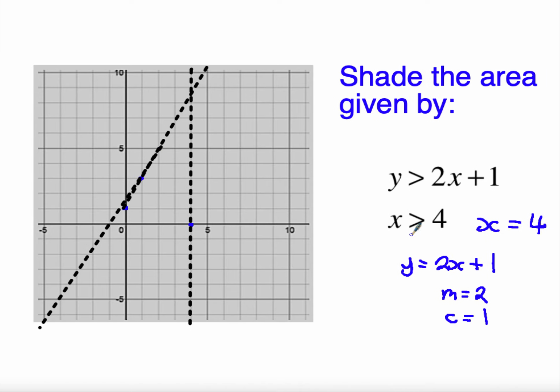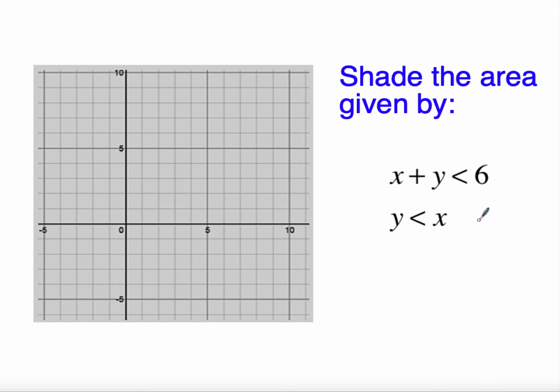Okay, so I want x to be greater than 4, so that's everything to the right-hand side of this one. And I want y to be greater than 2x plus 1, which means I want everything above this line. So that's one of those where I'm left with this tiny, tiny area here. So that is the region, I'm not even sure I can fit an R in it, that I'm interested in.